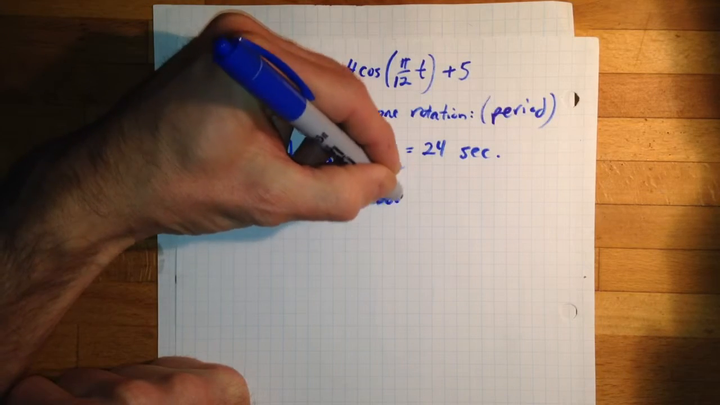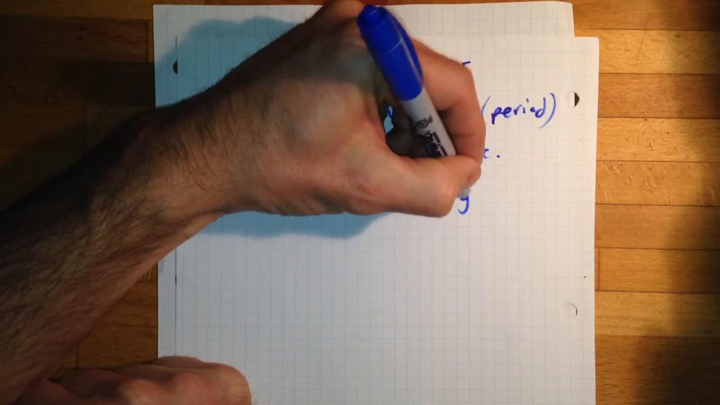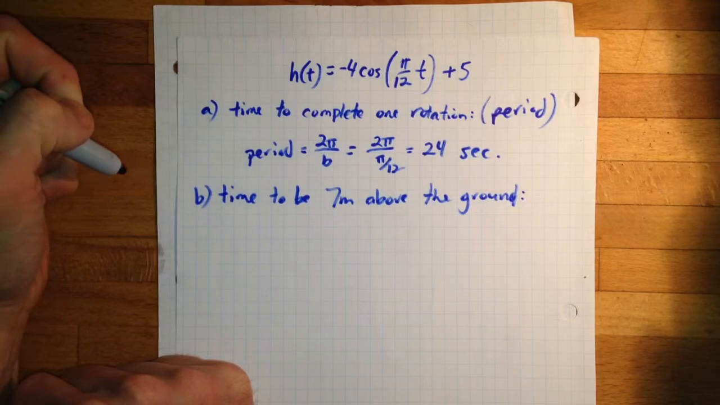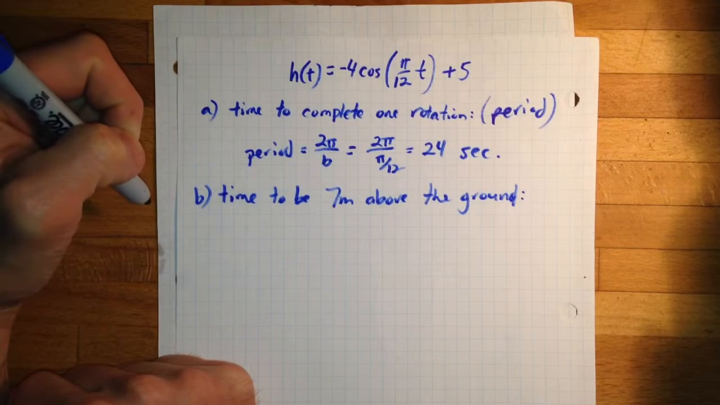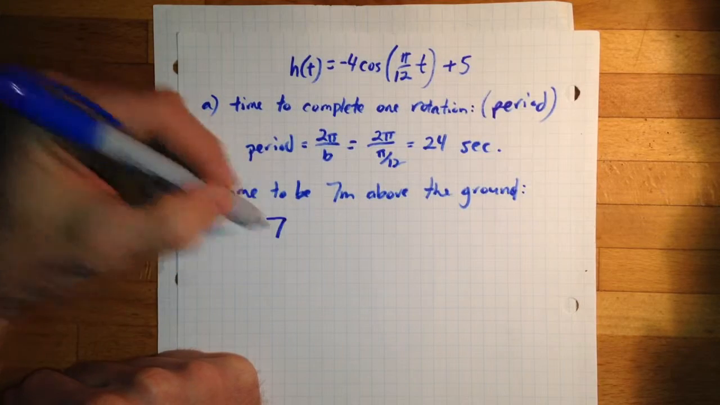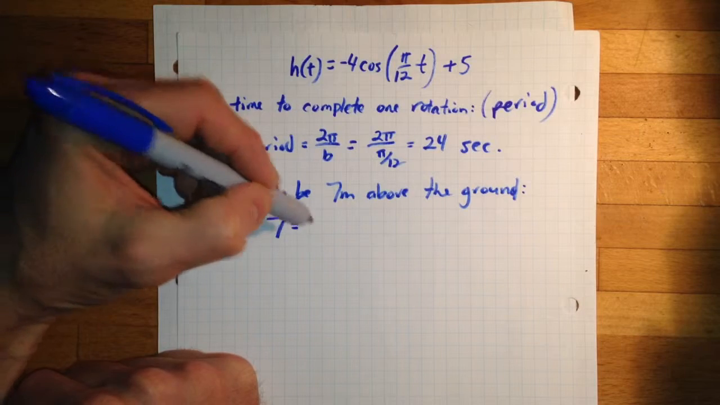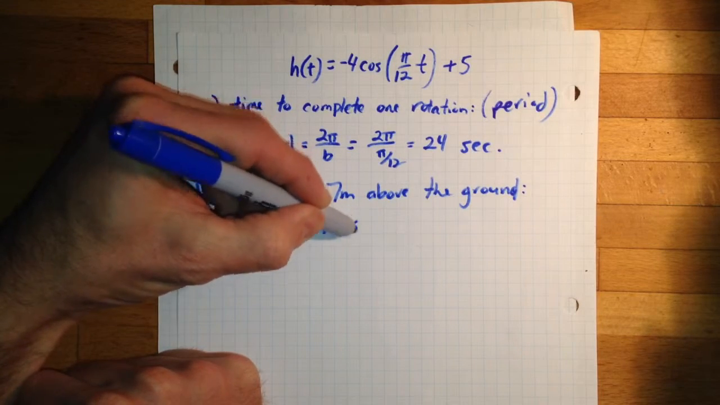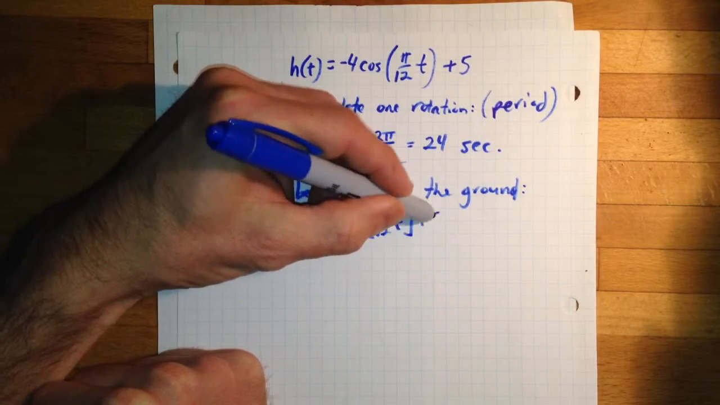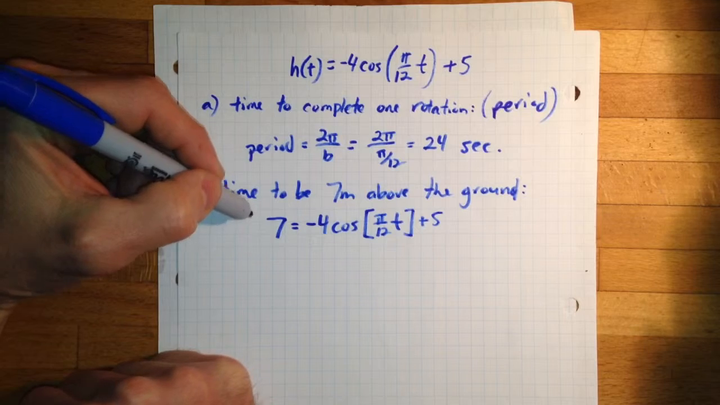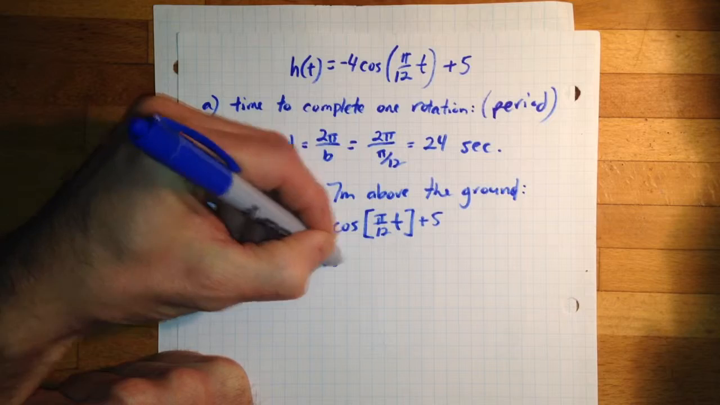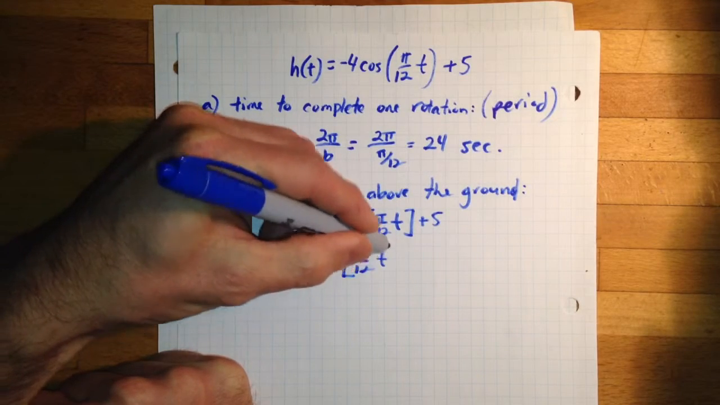Okay, the next is we're going to find the time to be 7 meters above the ground on this Ferris wheel. This is actually a really easy one to solve graphically, and normally you would do that, but since we've learned about multiple angles, we're going to give this a try solving it algebraically. So what I'm going to do is set it equal to 7. And if I subtract 5 from both sides, I get 2, and divide that by negative 4, we get negative 1/2 equals cos pi over 12t.